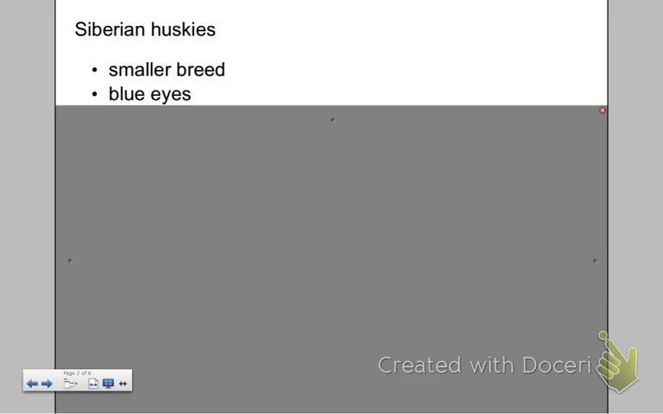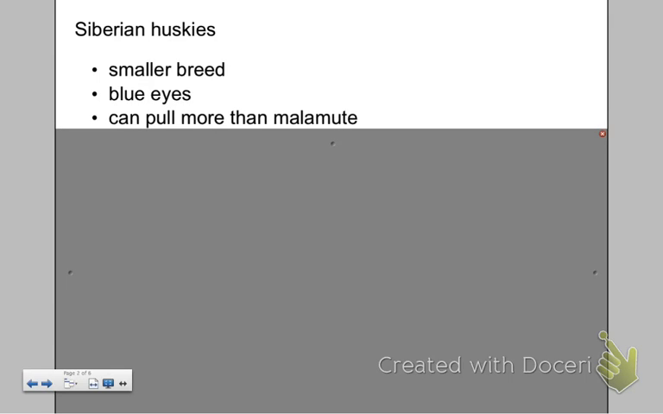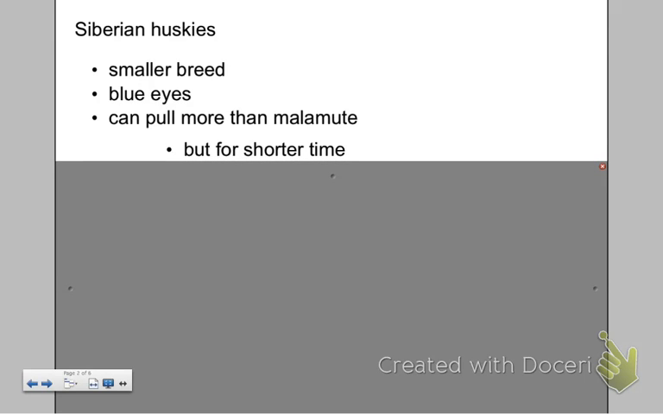Now, here's a little bit about the Siberian Husky. They're not as big as the Malamute, but take a look here. They can pull more than a Malamute. All right, you read that they can pull more than a Malamute, but what's the difference between how much they can pull and how much a Malamute can pull? The difference is, hopefully you got this, Siberian Huskies can pull more than a Malamute, but for a shorter period of time. That's the key difference there. If you're going to put them next to each other and say, okay, let's pull the same amount, the Husky is going to be able to pull a lot more, but the Malamute is going to be able to go a lot farther.